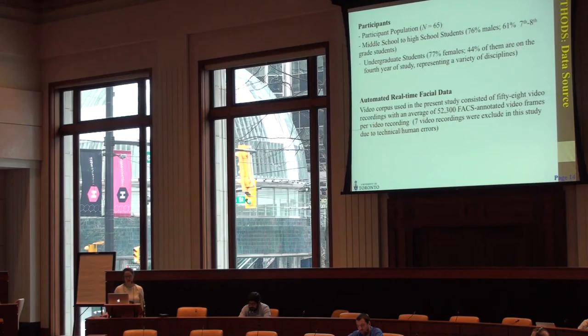We had a total of 65 students from two groups. One group was middle school to high school students, and the other group was undergraduate students. For the middle school to high school students, 76% are male, and 60% were 7th to 8th graders. For the undergrads, there are more females, and 44% of them are in the fourth year of their study, representing a variety of disciplines.